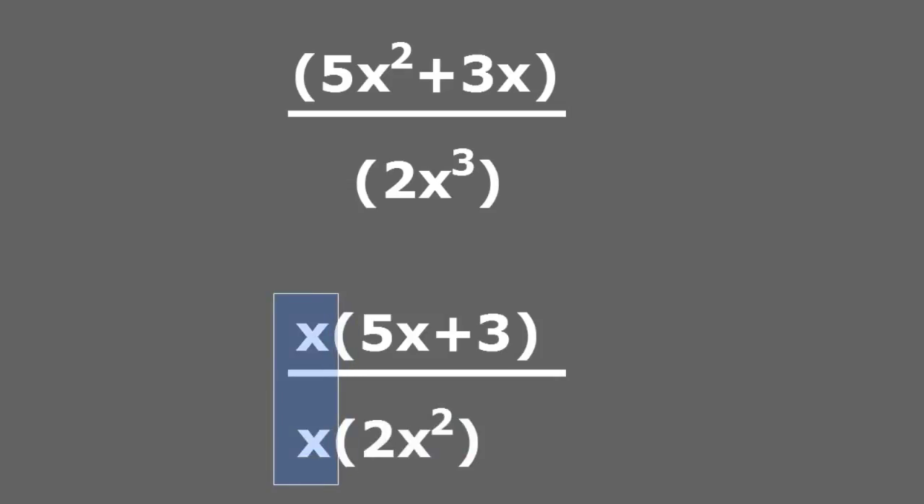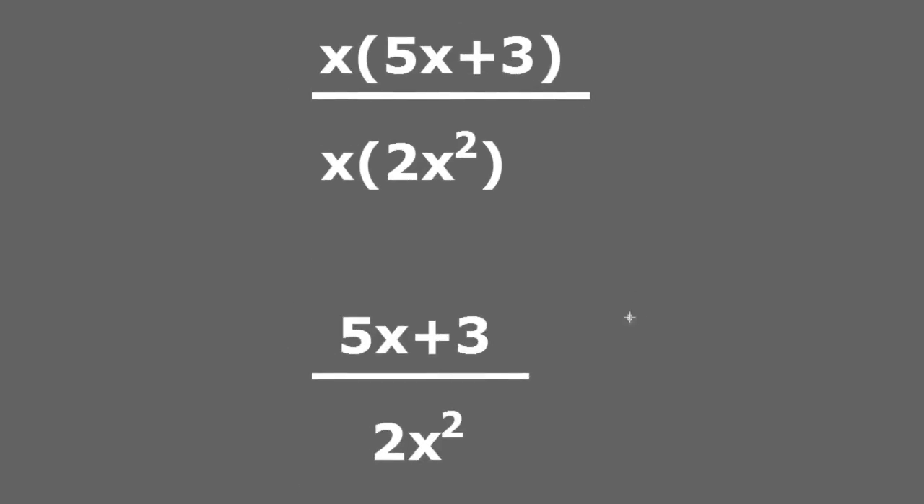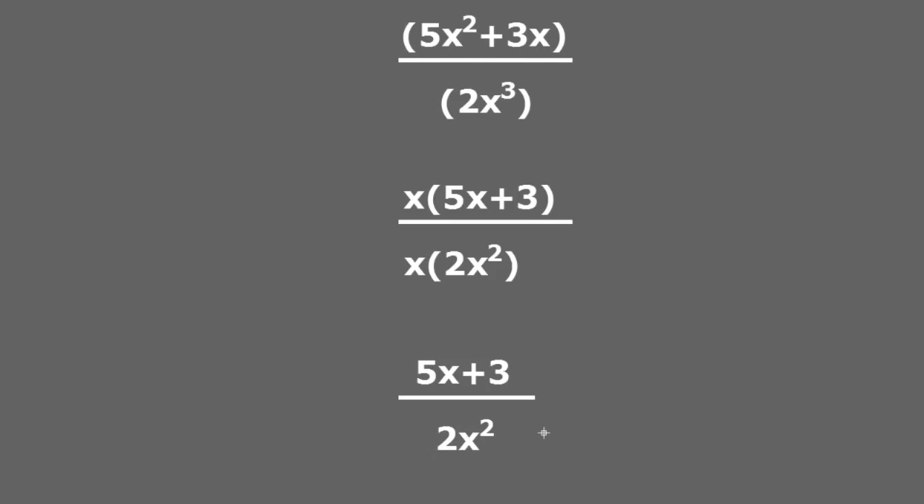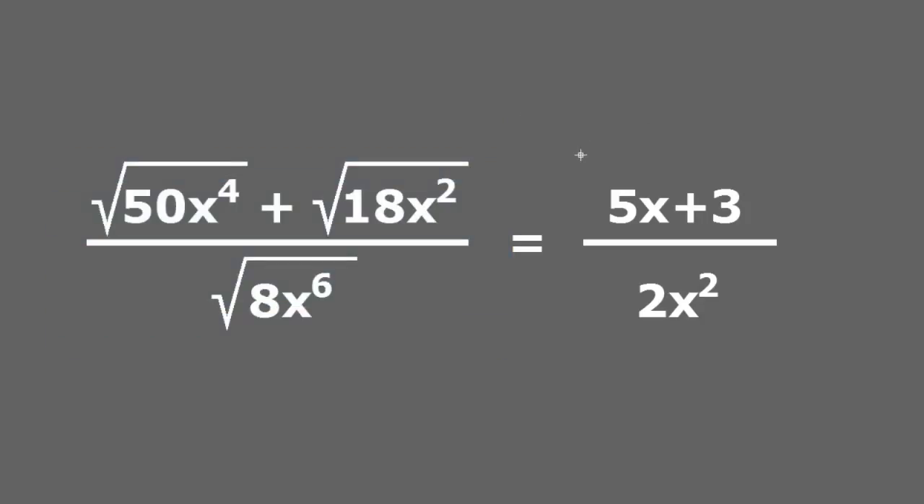So now, exactly as it happened before, I have the same number or variable, in this case the letter x, the variable x in the numerator and the denominator, and those two simply become 1, and I don't have to write them. And at the end, what I'm left with is 5x plus 3 divided by 2x squared. And so in the end, this is the expression that we started with, and all of that simply equals 5x plus 3 divided by 2x squared.